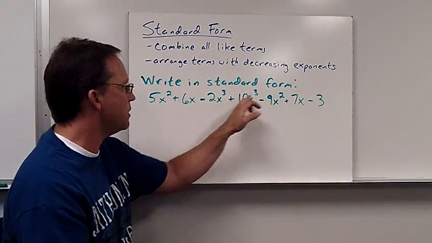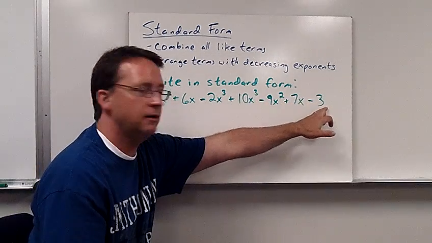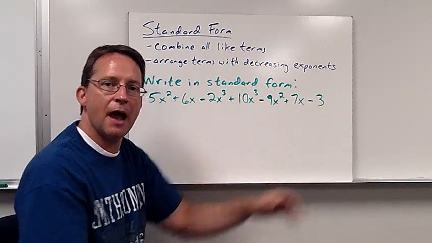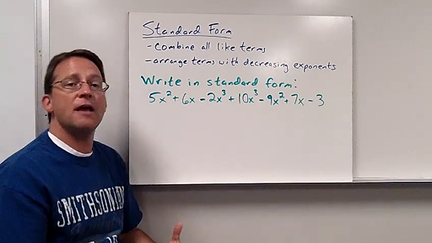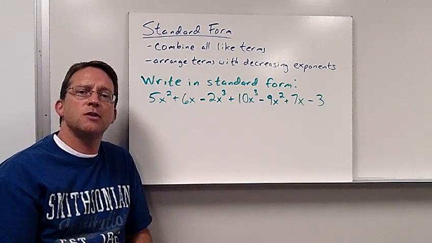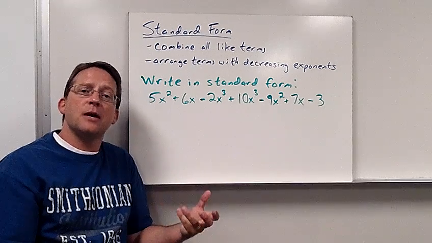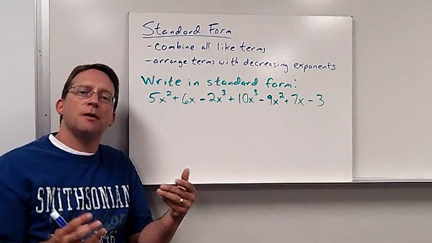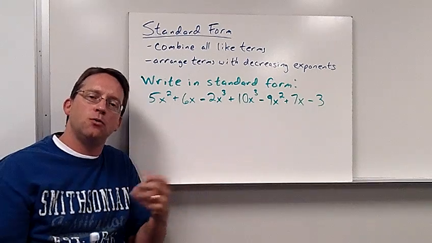2, 1, 3, 3, 2, 1 again, and then constant means x to the 0 power would be your exponent. I'm going to write this in standard form. You'll notice, first of all, there are some terms that we can combine. And as we combine those terms, it's good to combine those in the proper order. You kind of do this in one step.